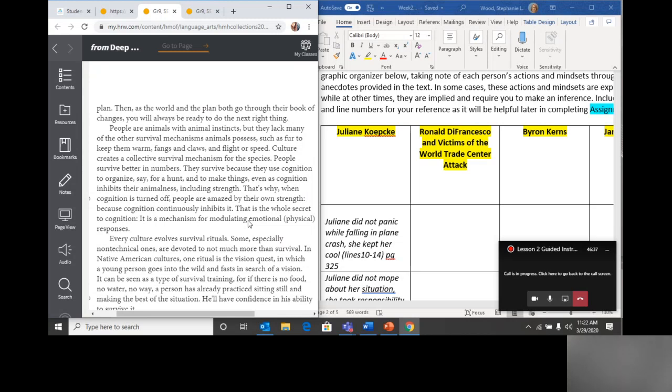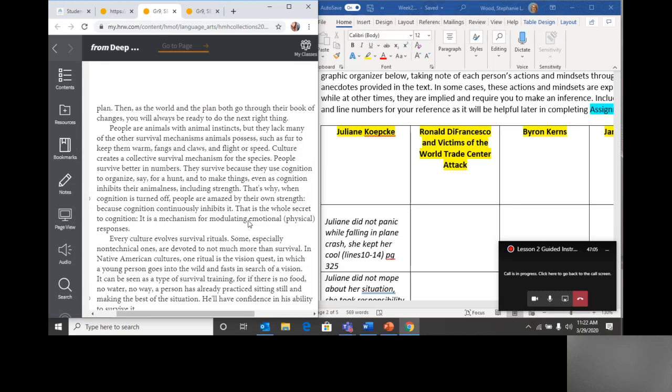People are animals with animal instincts, but they lack many of the other survival mechanisms animals possess, such as fur to keep them warm, fangs and claws, and flight or speed. Culture creates a collective survival mechanism for the species. People survive better in numbers. They survive because they use cognition to organize, say, for a hunt and to make things.